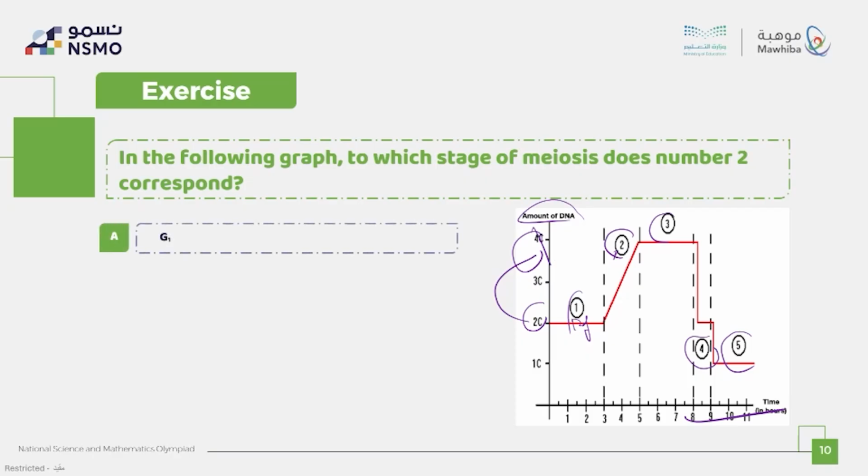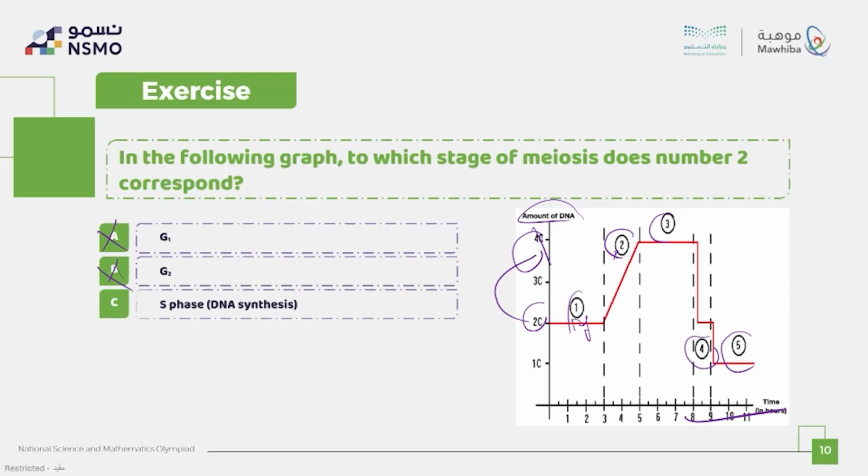A, G1. Why is G1 wrong? Because DNA does not replicate here. The amount stays constant. The match is 1, not 2. What about B, G2? In G2, the DNA is already doubled, but not increasing. This is stage 3, not 2. So that one is also wrong.